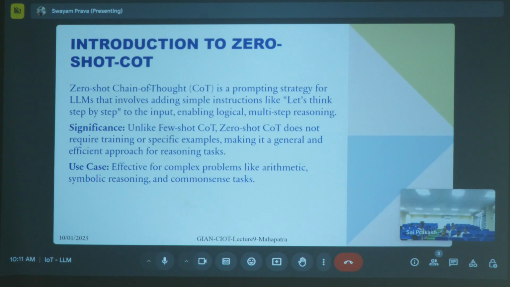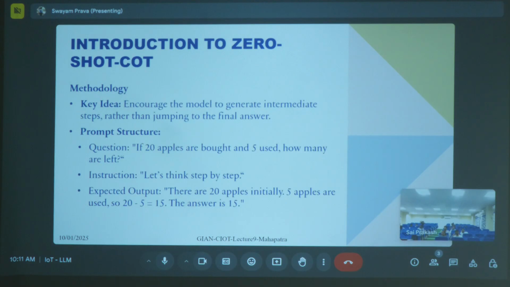So this is actually a prompting strategy for LLMs that provides, again, adding simple instructions like let's think step by step to the input, enabling logic and multi-step reasoning. And again, unlike few-shot, zero-shot chain of thought does not require training on specific examples, making it a general and efficient approach for such tasks. So the key idea here is to encourage the model to generate intermediate steps rather than jumping to the final answer. So that is the chain of thought part of it.